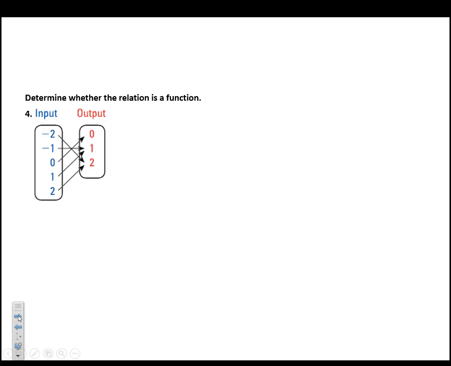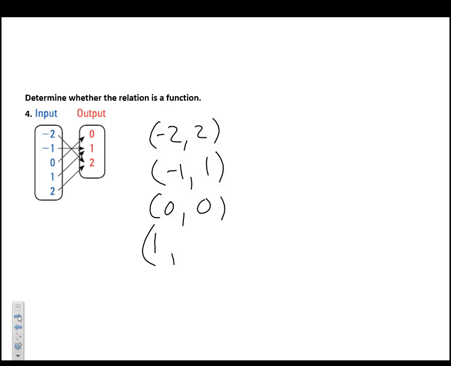Ladies and gentlemen, let's go to this next one. This input and output, side to side, is this relation what we can call a function? All right, so we have our first ordered pair. -2 is paired with 2. All right, got to follow that arrow. We have -1 that's paired with 1. We have 0 that's paired with 0. We have 1 that's paired with 1. And we have 2, which is paired with 2.